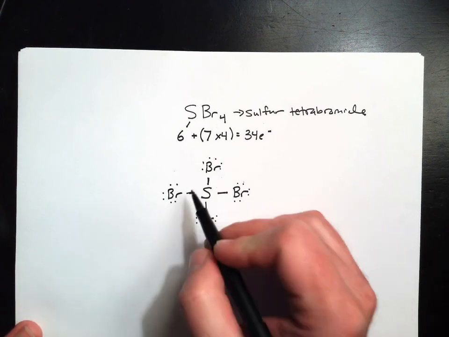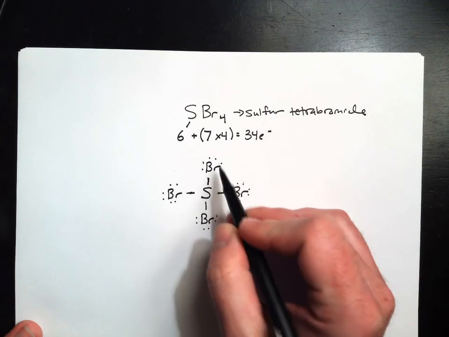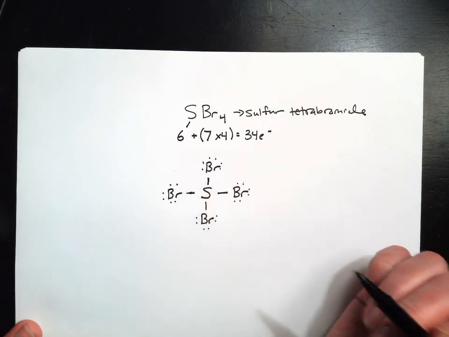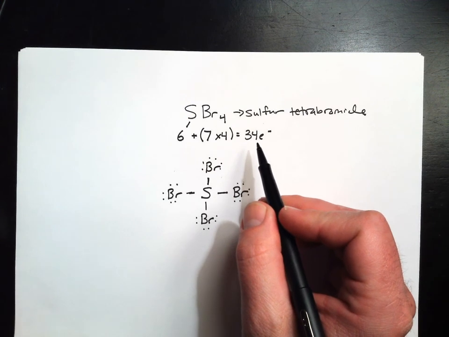Okay, so now I've used 2, 4, 6, 8, 10, 12, 14, 16, 18, 20, 22, 24, 26, 28, 32 electrons, and I have 34 that I need to represent. So we've done step 3 now.